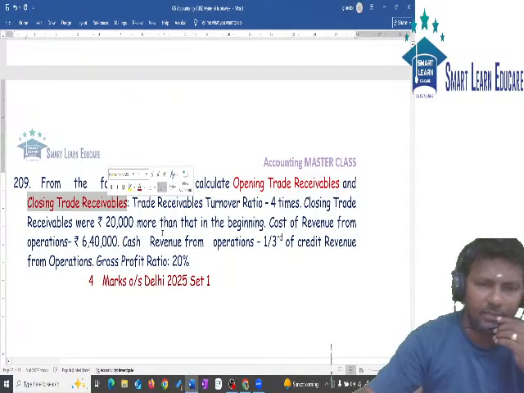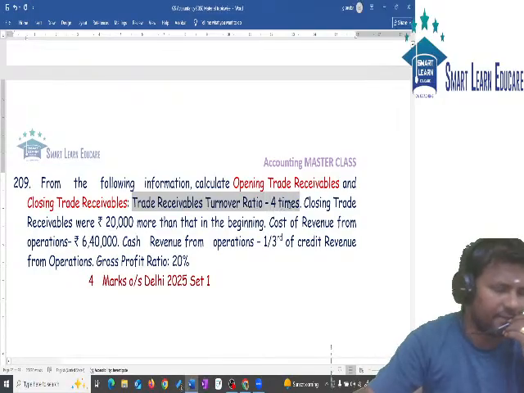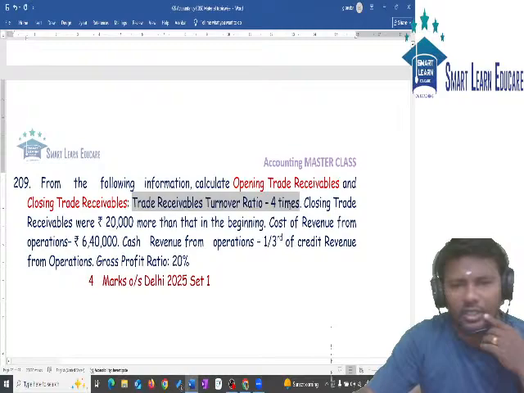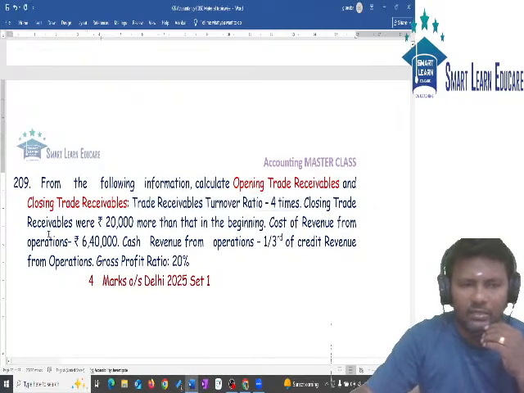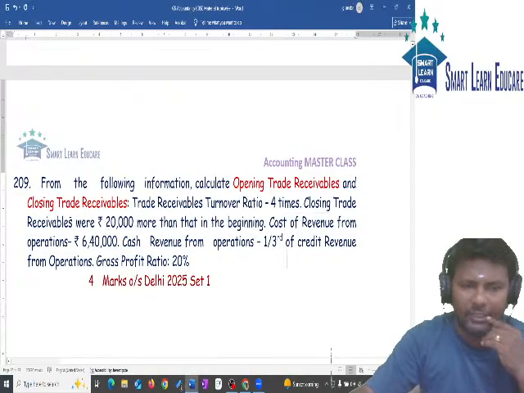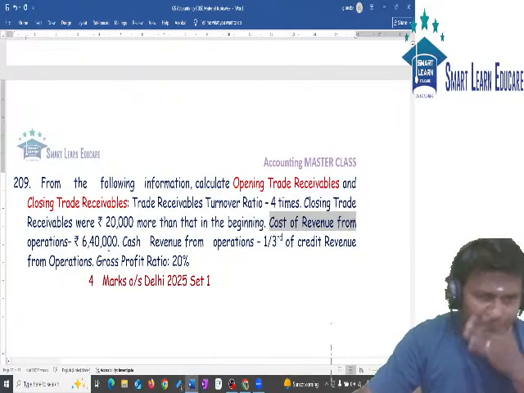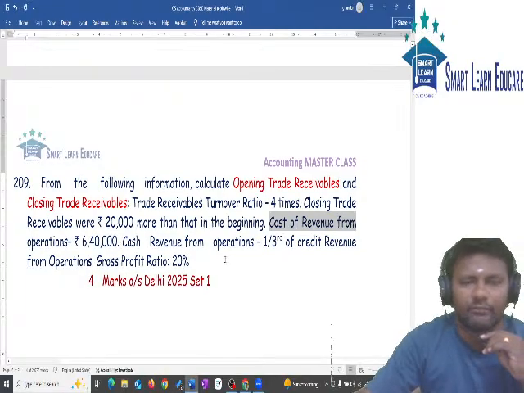Yesterday we did this type of question. They have given the debtors turnover ratio, the trade receivable turnover ratio, as 4 times. Closing trade receivable is 20,000 more than beginning. Cost of revenue from operation, that is cost of goods sold, is given as 6,40,000.